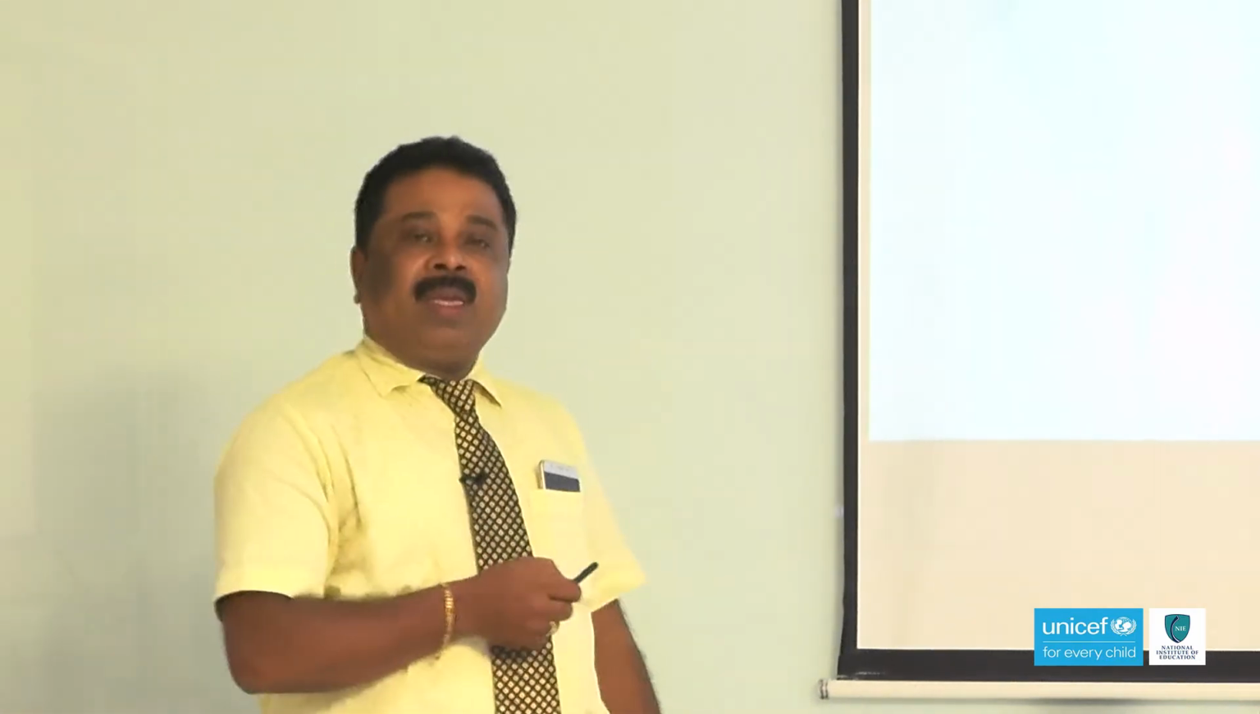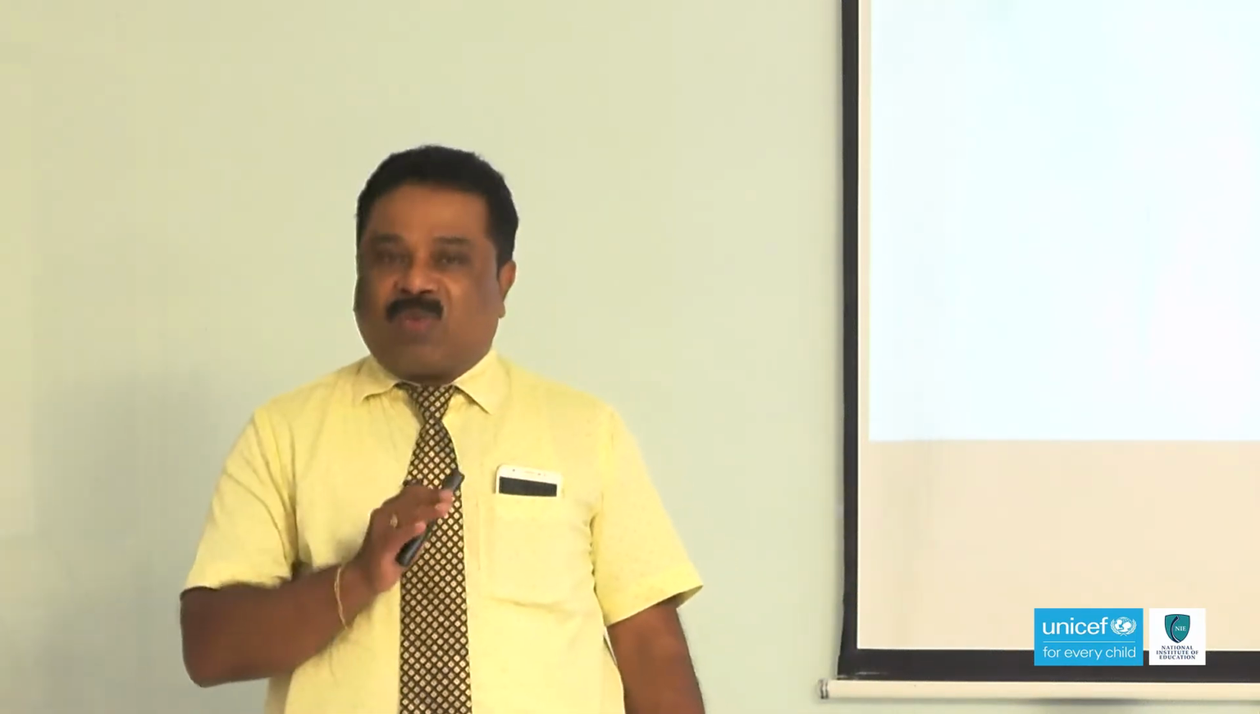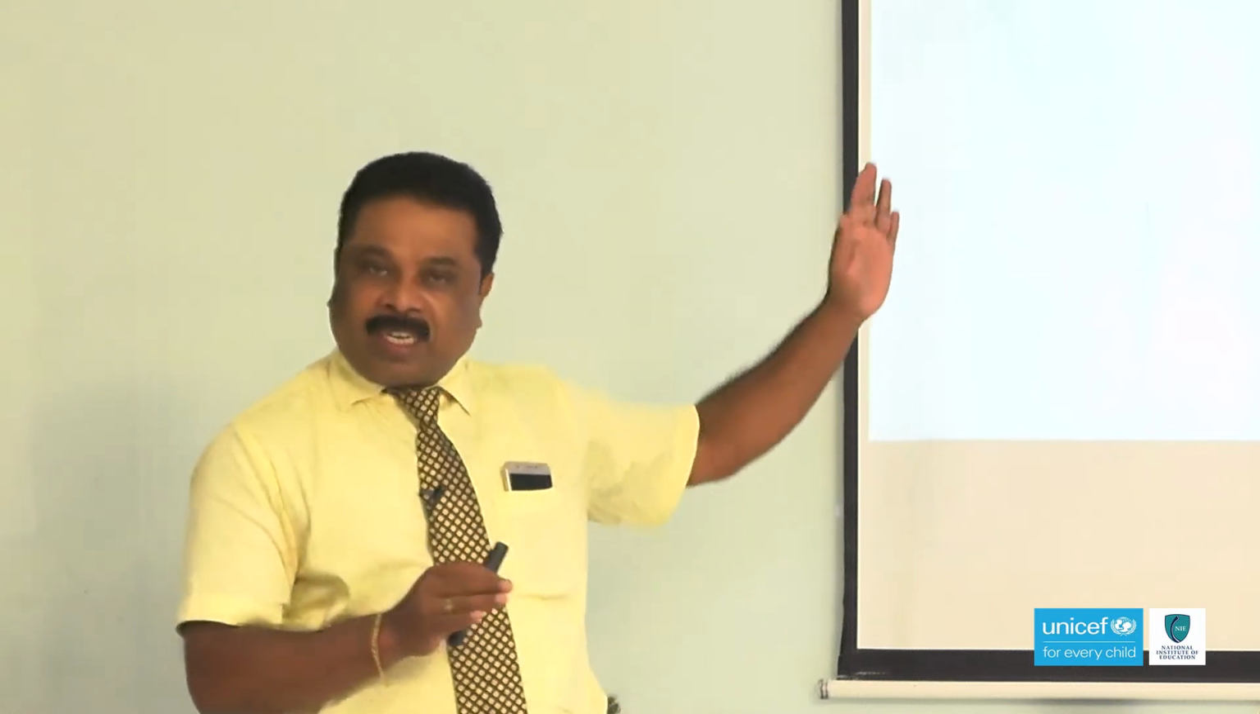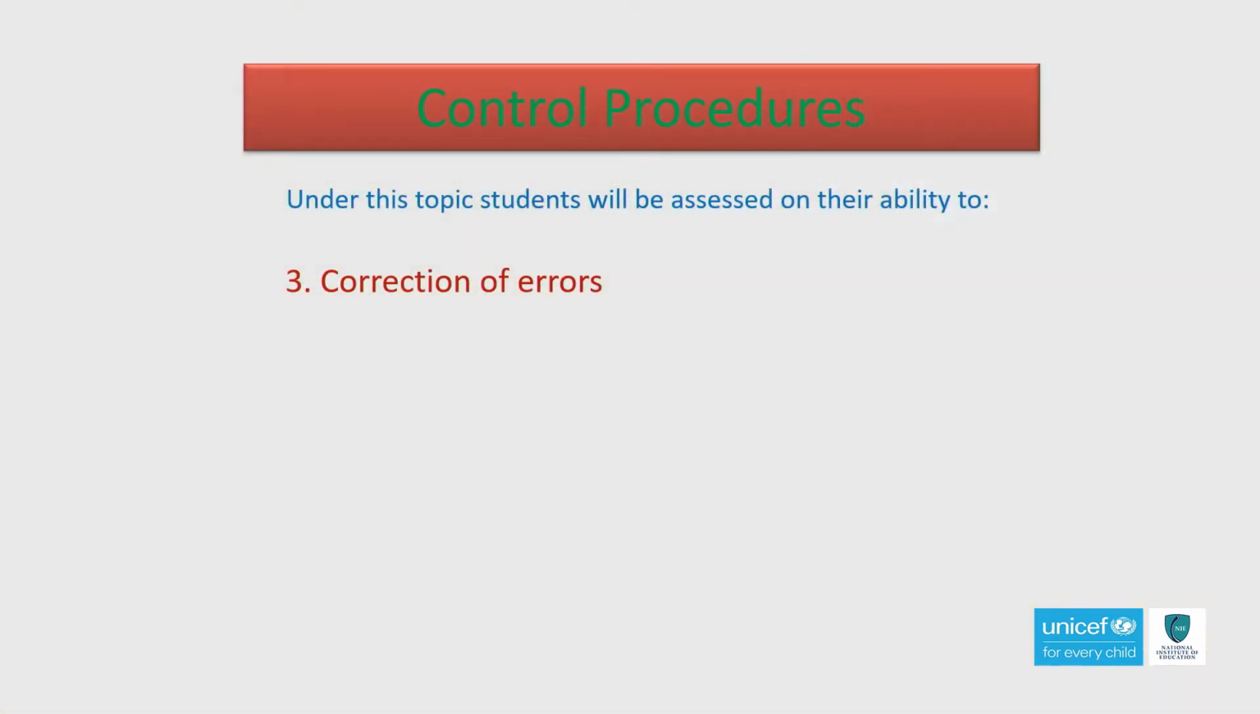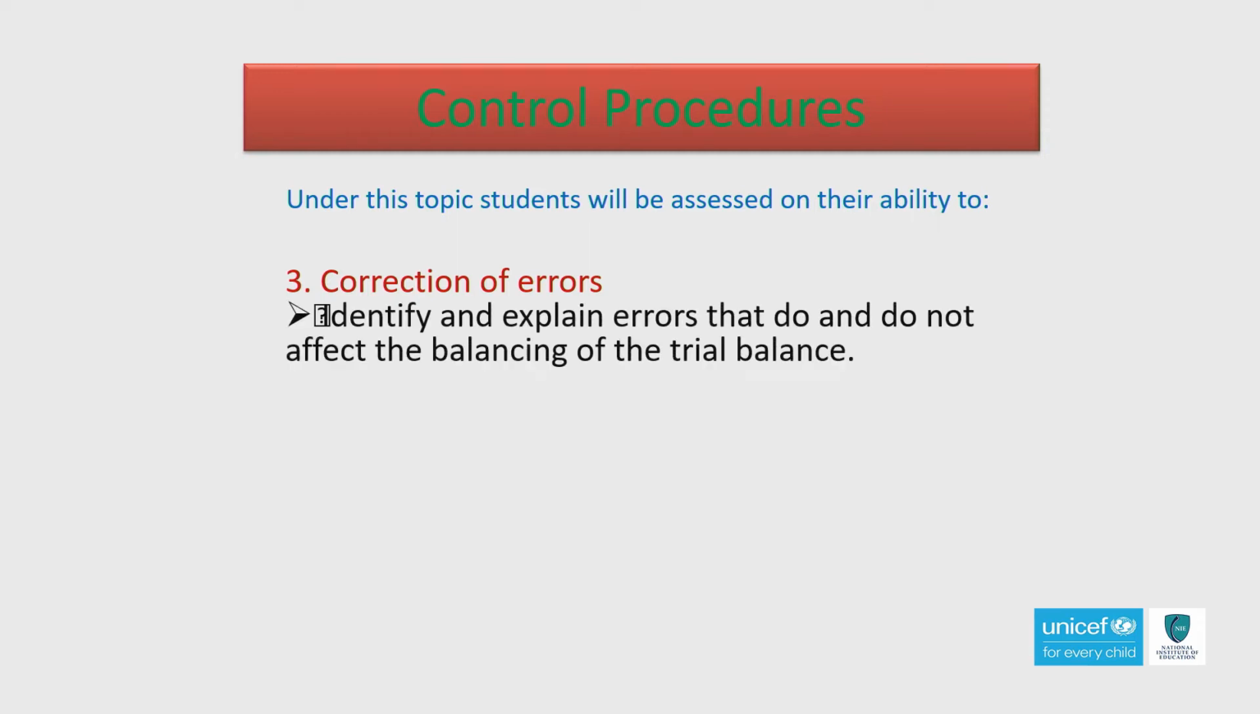The third topic will be correction of errors. Of course, this is a very difficult area for you. So I will mostly be concentrating on and explaining this particular topic, which you really feel is very difficult. Under these topics, you students must be able to identify and explain errors that do and do not affect the trial balance.